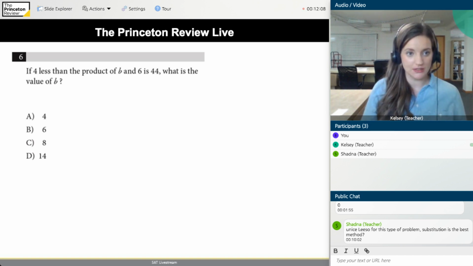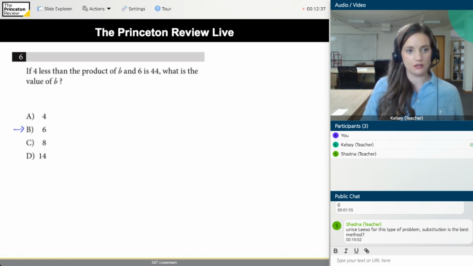Number 6 reads, if 4 less than the product of B and 6 is 44, what is the value of B? So again, we see it's asking for a value. We've got distinct numbers in the answer choices, no variables in sight. And we are going to do the same thing. We're going to pick an answer and we're going to see if it works. So again, taking it one step at a time. So what if we pick B again?